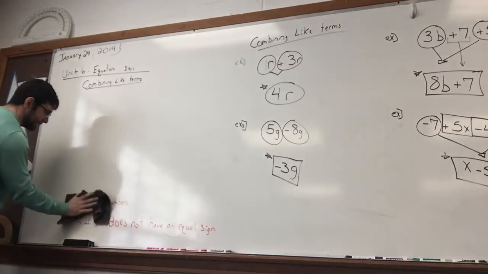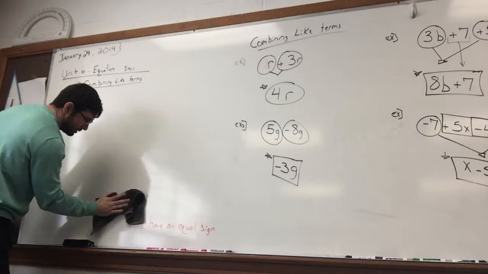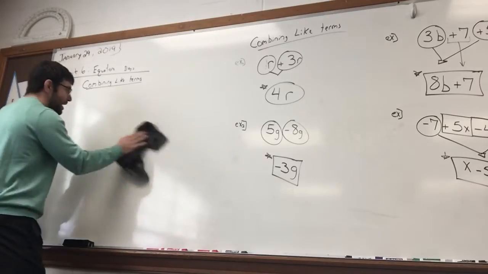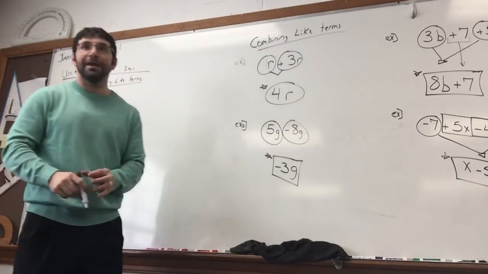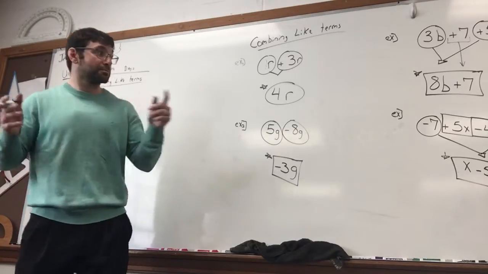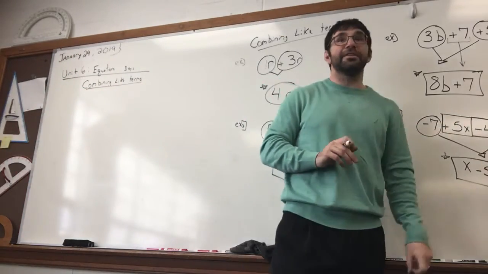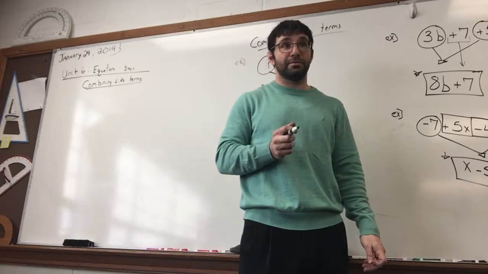Like, all kidding aside, as long as you name your variables, you're fine. If it doesn't have a variable, in this case, the negative 7 and 2, those are called constants.